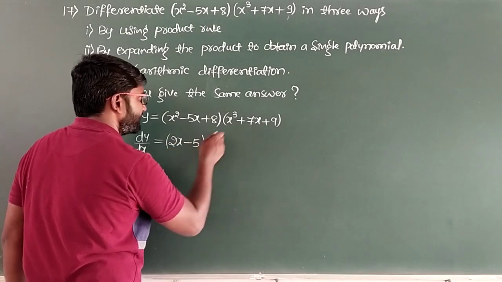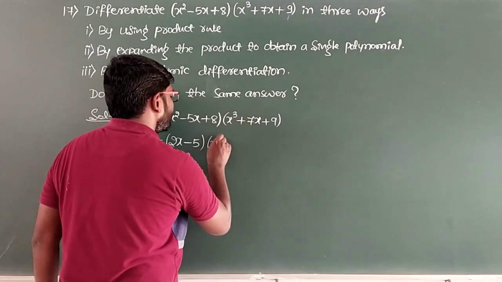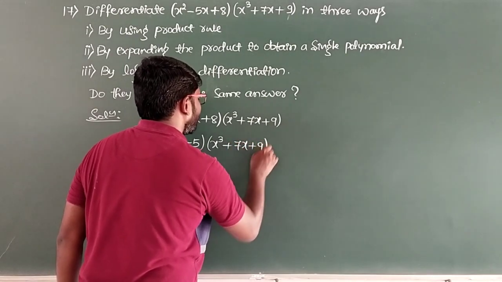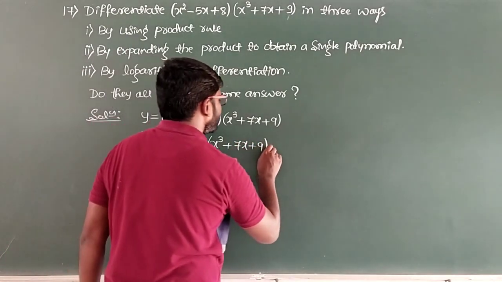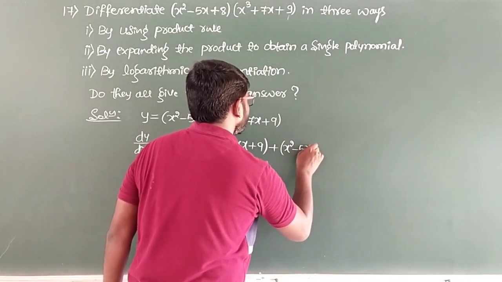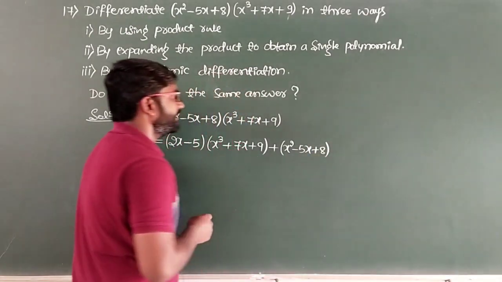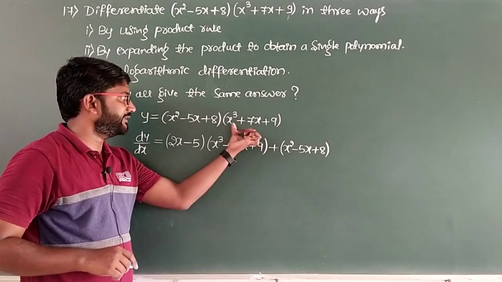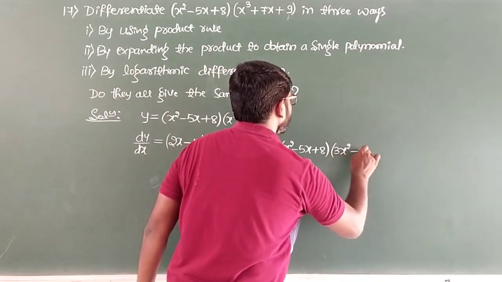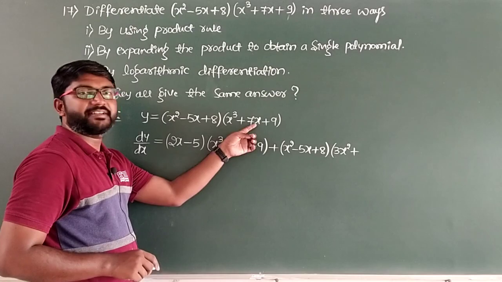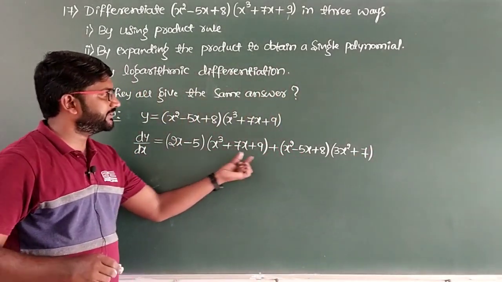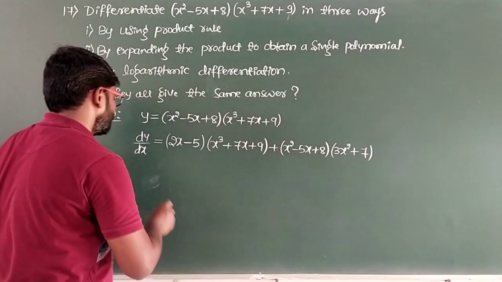So this is u dash into v, right? X cube plus 7x plus 9, u dash v plus u, right? X square minus 5x plus 8 as it is. Now take the derivative of the second term. Derivative of x cube will be 3x square plus derivative of 7x will be 7. So now multiply these 2 terms and then plus multiply these 2 terms. So let us simplify this now.